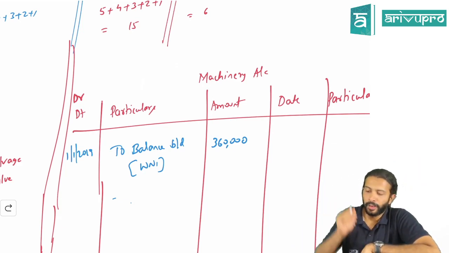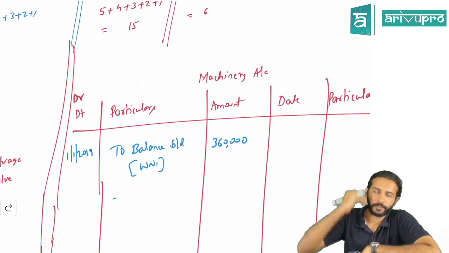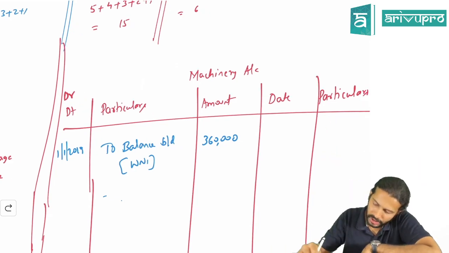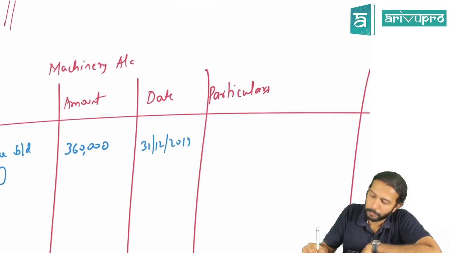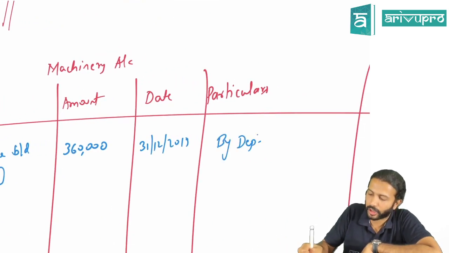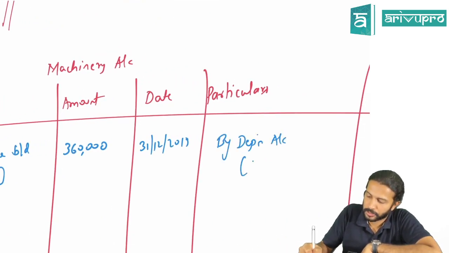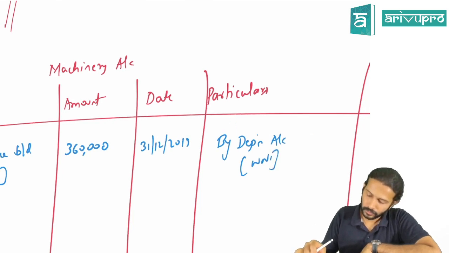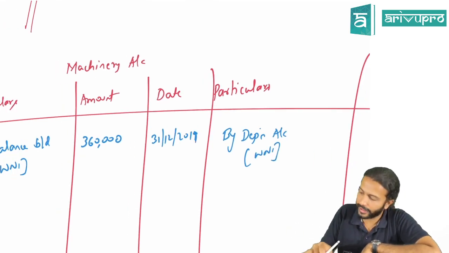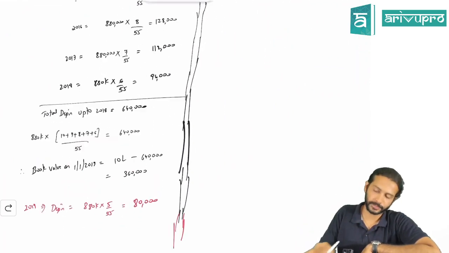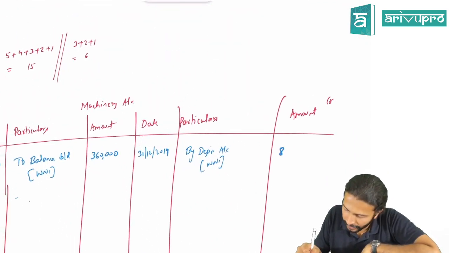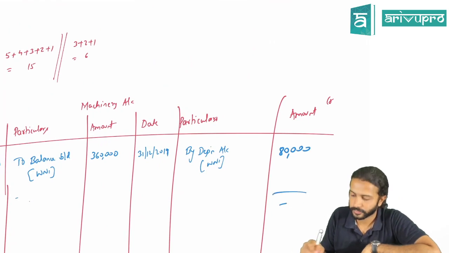Alright. So this is the thing. Now, what is the journal entry for depreciation? Depreciation account debit to machinery account. That means in your machinery ledger, you will write by depreciation account, as per my working note number 1. For 2019, my depreciation is 80,000 rupees. That means you will write here by depreciation 80,000.